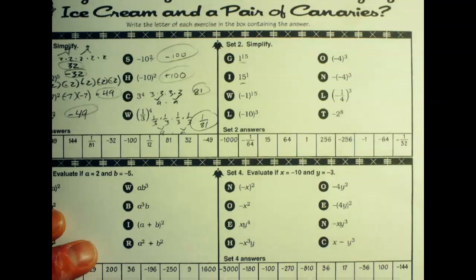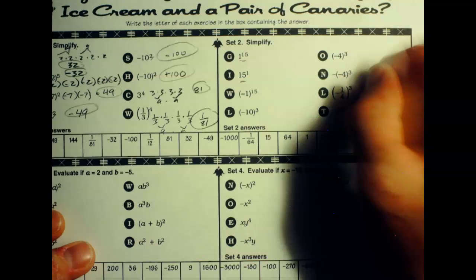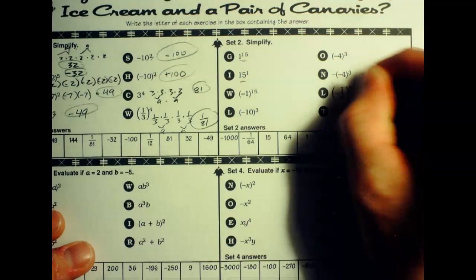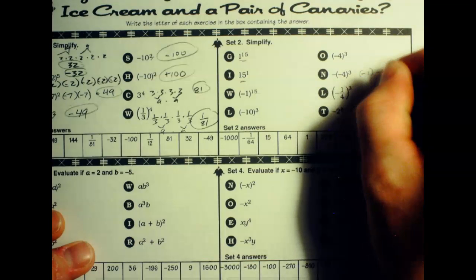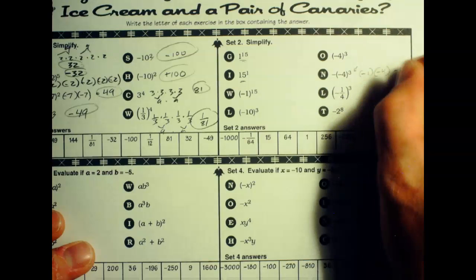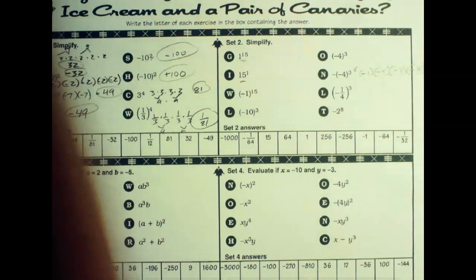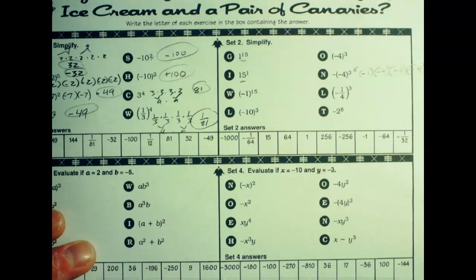Okay, so letter N. Letter N here, this is really going to be a negative 1 times a negative 4. Notice the exponent is outside. Negative 4, negative 4. So, you can see I'm very popular.